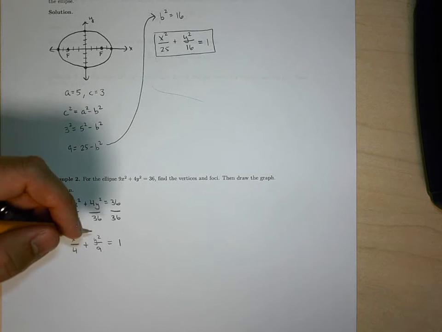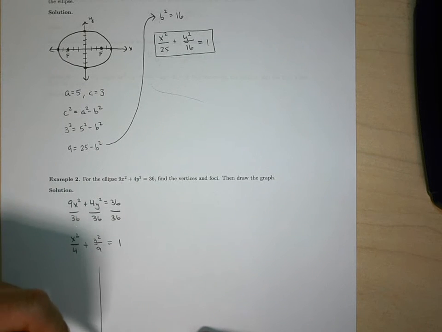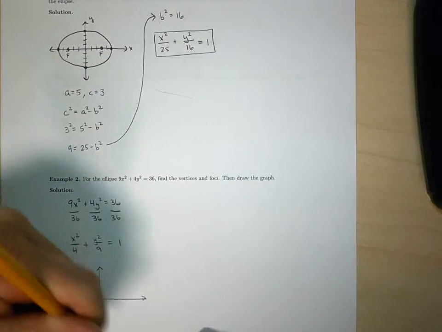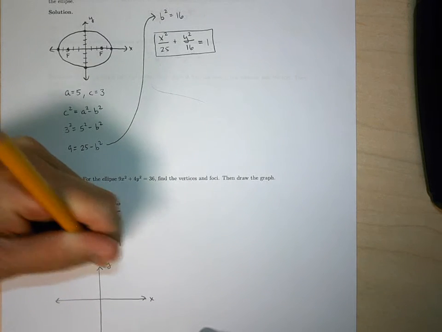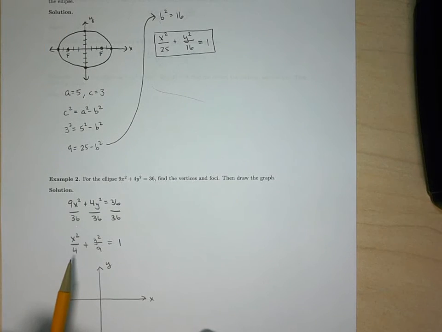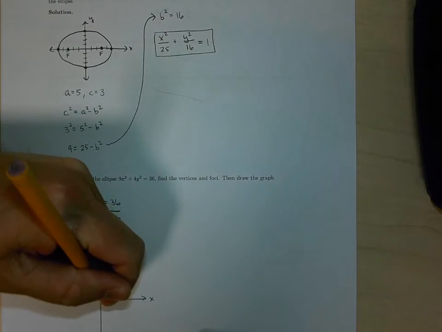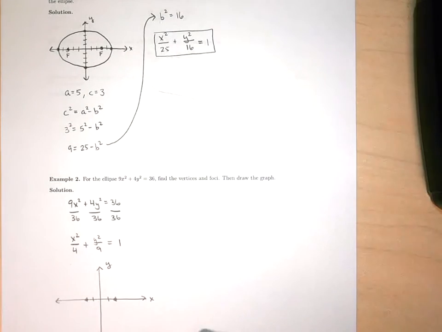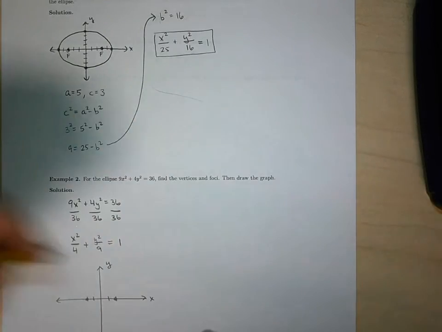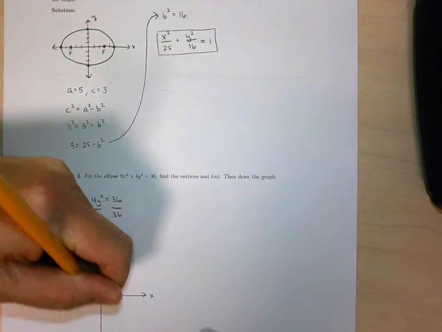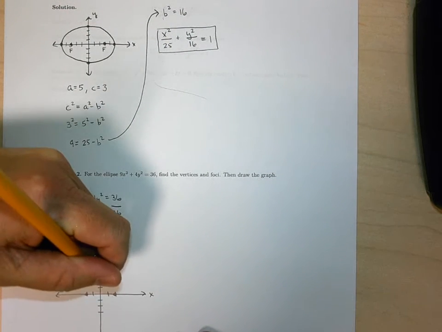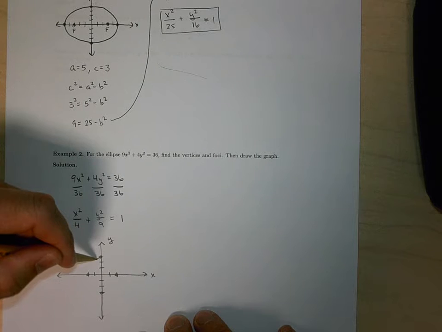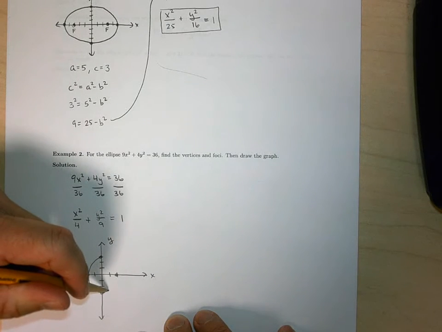So now we can say, okay, to graph this, we have an ellipse that's centered at the origin. I know that because it's just a plain x squared and y squared. The horizontal radius is the square root of this number, so the horizontal radius is 2. The vertical radius is the square root of this number, so I know that I'm going to go up and down by 3. And so now I'll just graph this ellipse to the best of my ability.